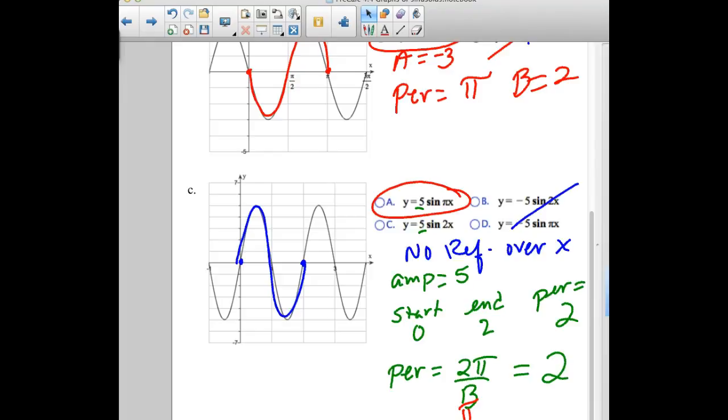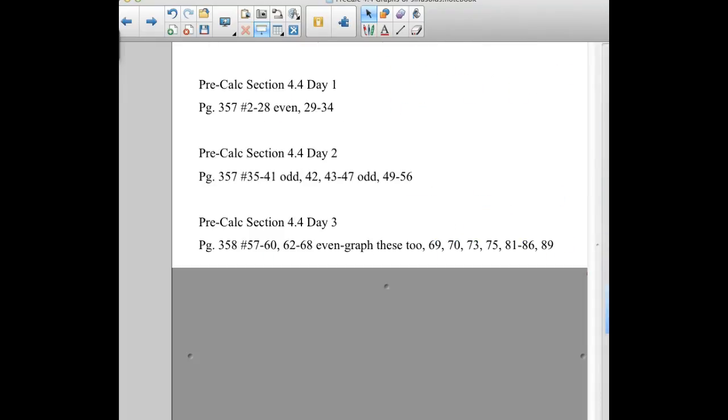So we have one more day of a couple more examples for tomorrow, and then we're finally finished with this and we're moving on to other types of trig graphs. Notice in the homework tonight, questions 62 to 68 even, I want you to graph those as well. So I'm going to get you some graph paper while you write this down.